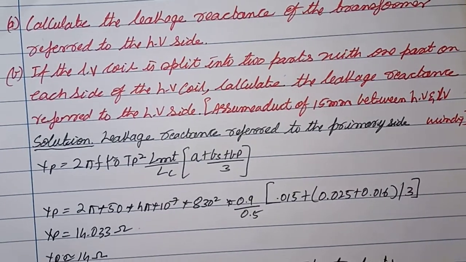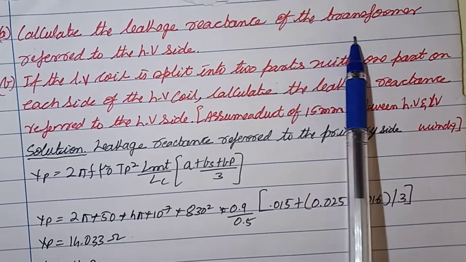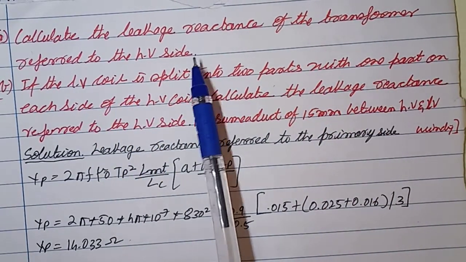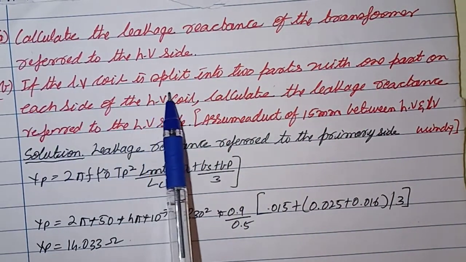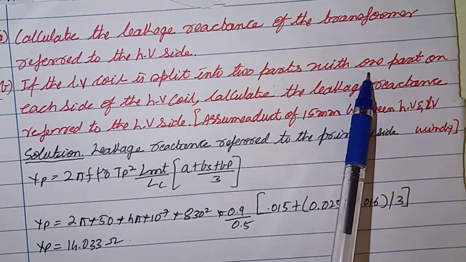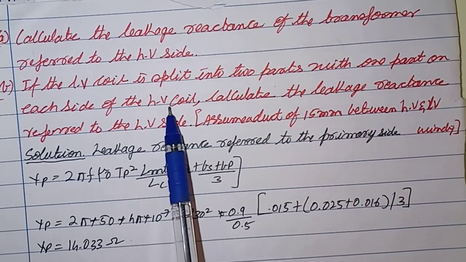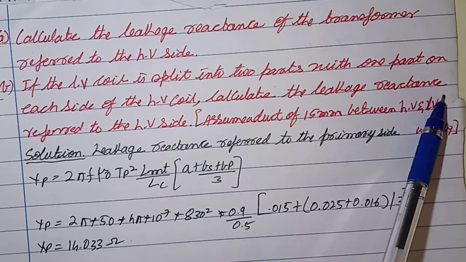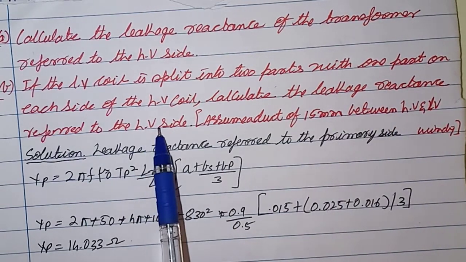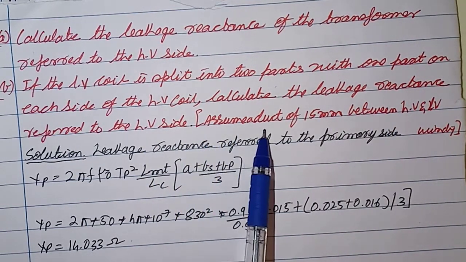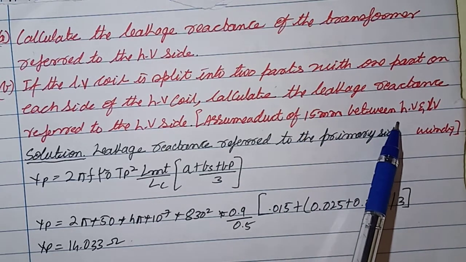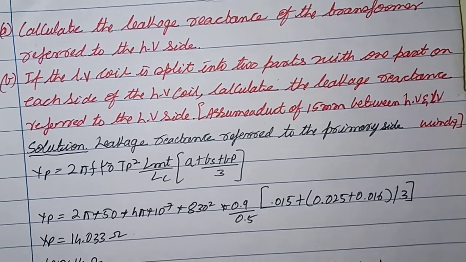For the given data, calculate the leakage reactance of the transformer, referred to the HV side. Second, if the LV coil is split into two parts with one part on each side of the HV coil, calculate the leakage reactance referred to the HV side. Assume the duct is 15 mm between HV and LV winding.